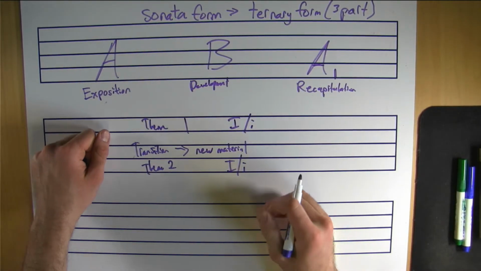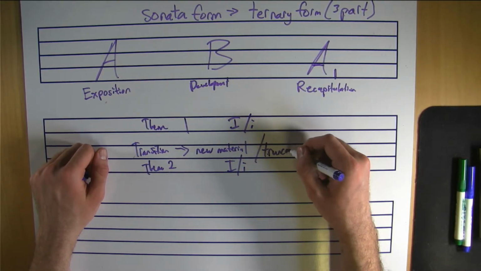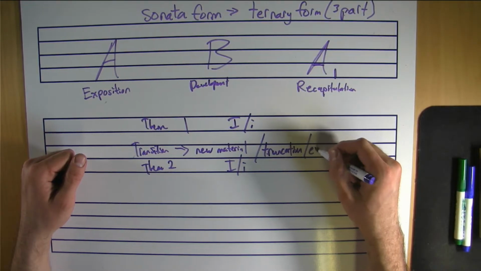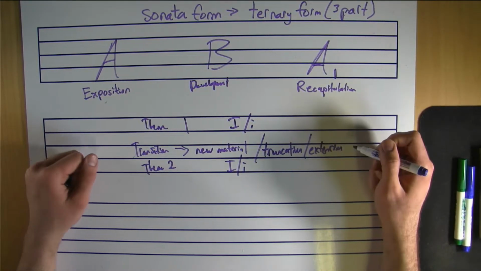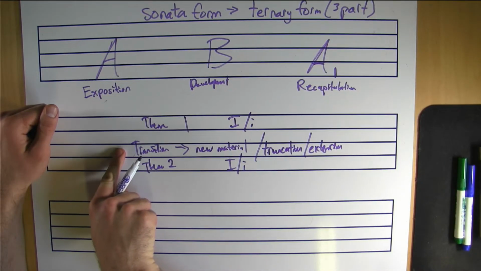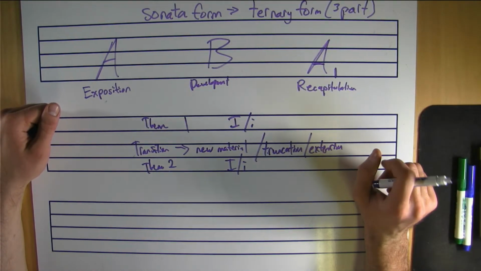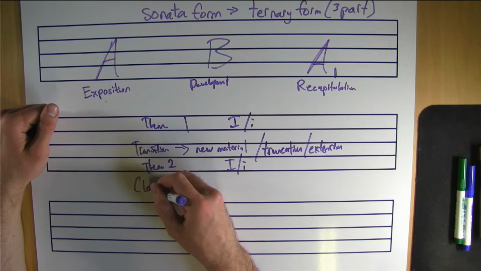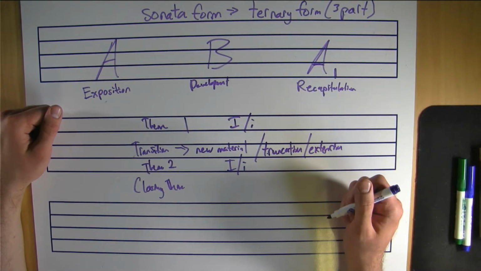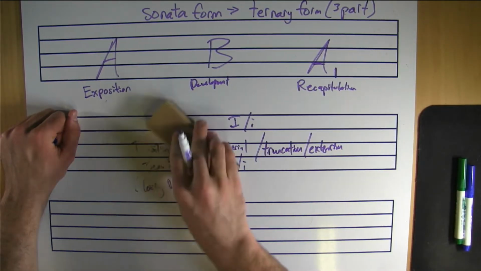Or there's going to be a truncation where you just eliminate a bunch of bars. Or you'll have an extension. That's possible too. So big changes will happen here in the transition because you don't have to modulate anymore. And then you'll probably have the closing theme again afterwards, also in the tonic. That really is sonata form in a nutshell.